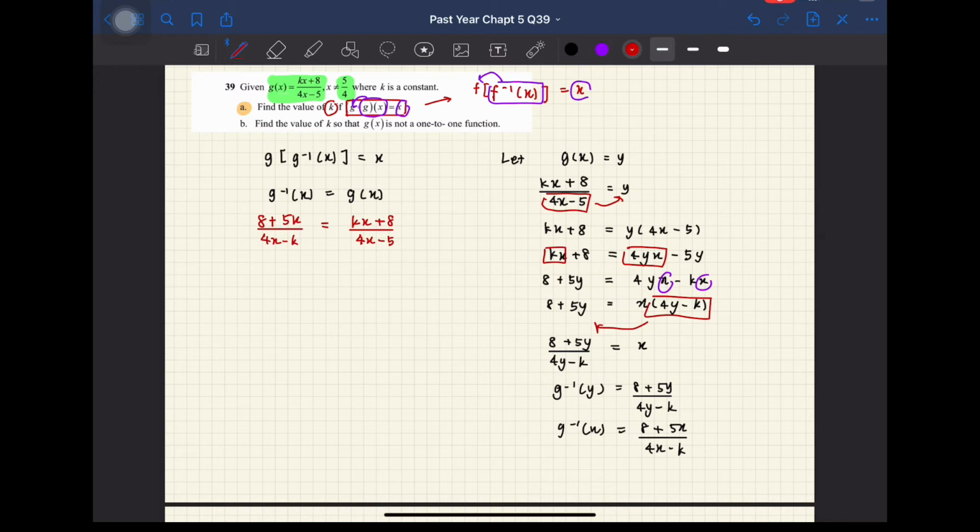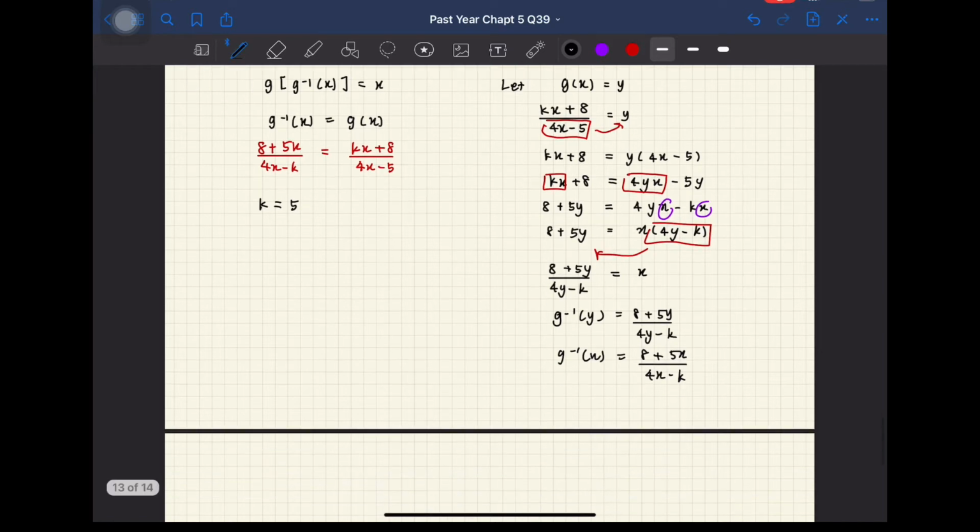Okay, so bila awak tengok dekat sini, kita compare maksudnya kita akan tengok mana yang berbeza. If you take a look at the denominator, this one is k, this one is 5. So by comparing, kita boleh dapat terus jawapan kita, k is actually equal to 5. Okay, so settle the first part. Okay, so let's move to the second part.